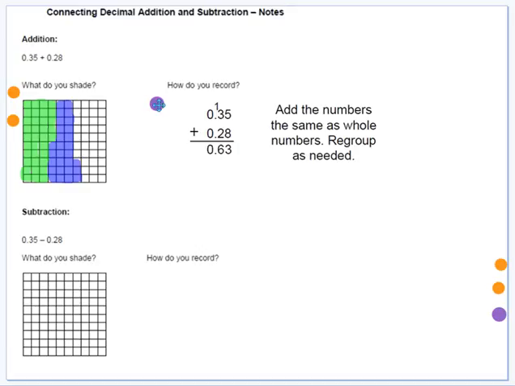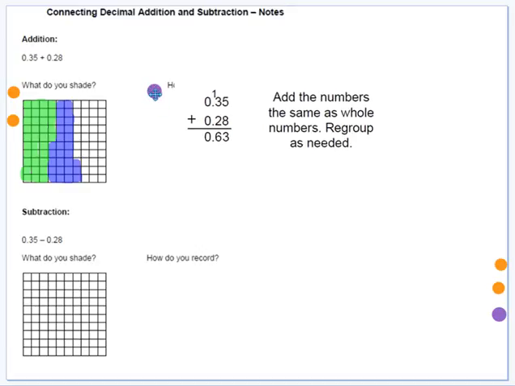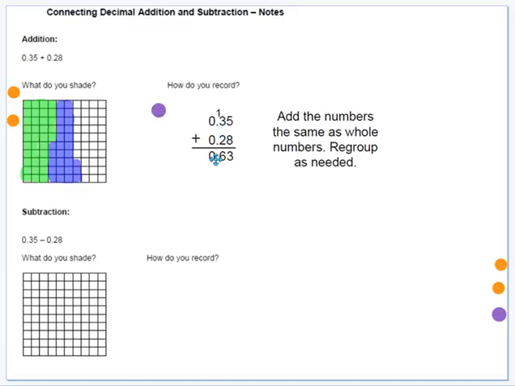To show it, this is how we record it with our regular algorithm, right here. Notice how we're lining up the decimals in our decimal number, like we line up commas in our whole numbers. So when I do that, my place values are lined up and I just add them together. So 8 and 5 is 13. So I have my 3 and I carry my 1, just like when I add a whole number. Then 3 plus 2 is 5, plus another 1 is 6, so 63 hundredths. So we just add the numbers the same as whole numbers and regroup as we need.